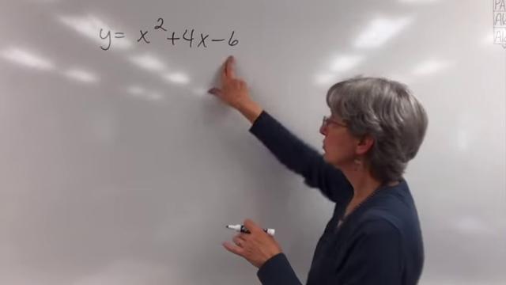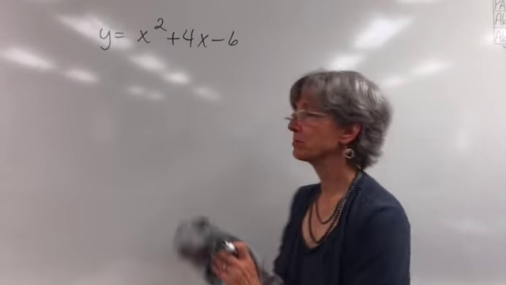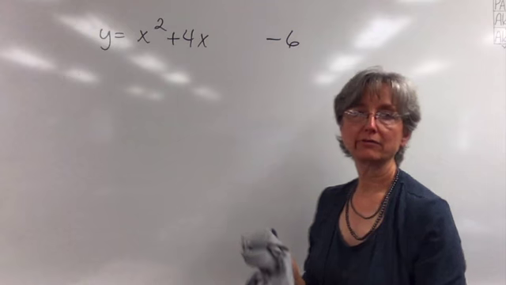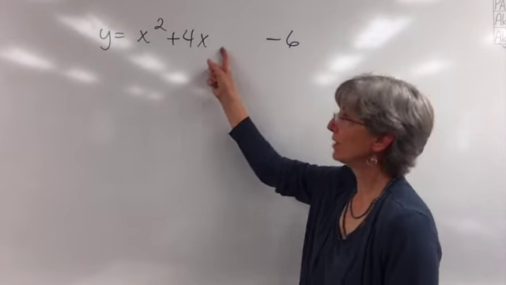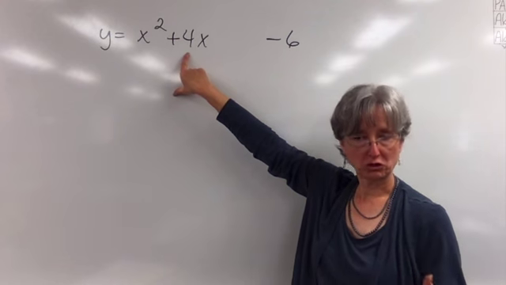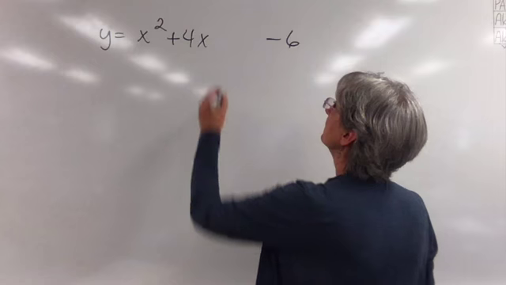I'm going to just move this negative 6 over. In fact, rather than take up board space, I'll do that now. Just going to move it over here. Now it's out of my way. So now what do I need to add? What's half of 4? That's 2. And 2 squared is 4. So I need to add 4, right?